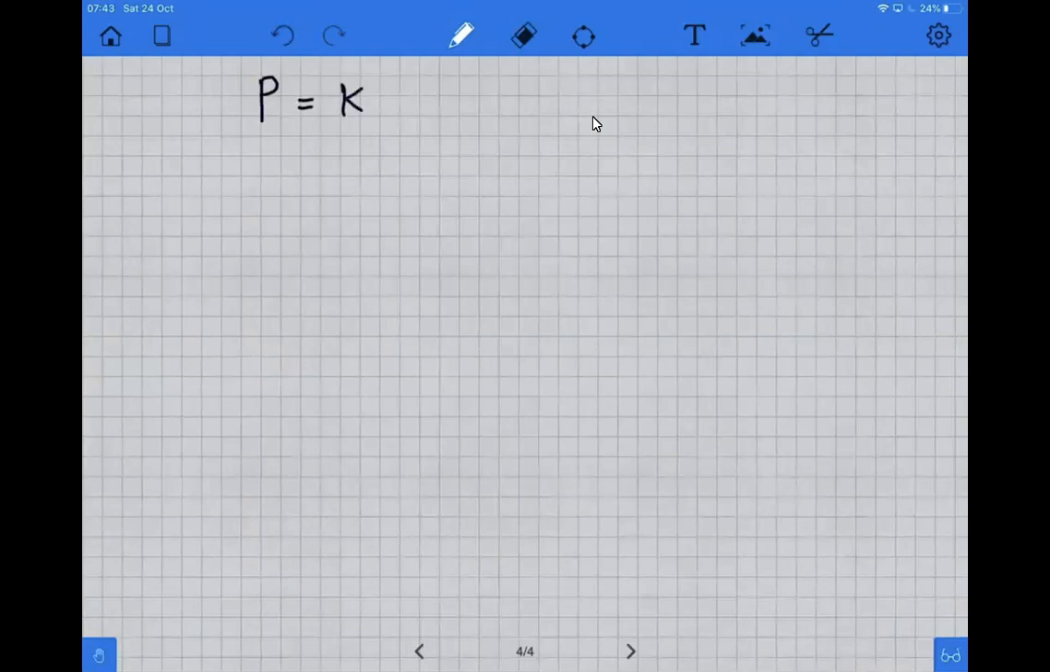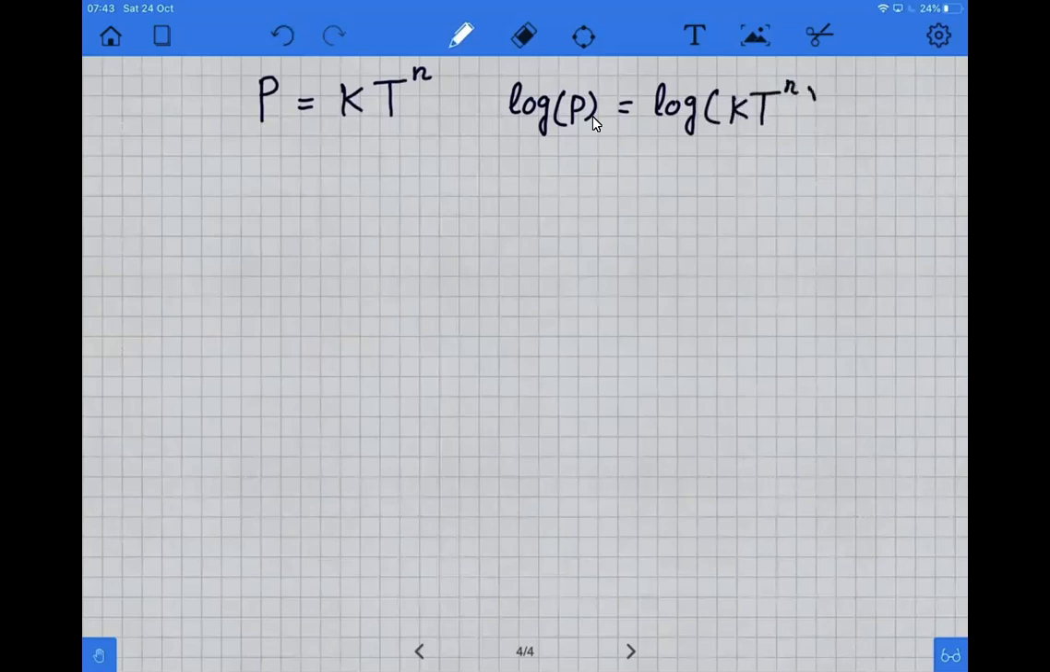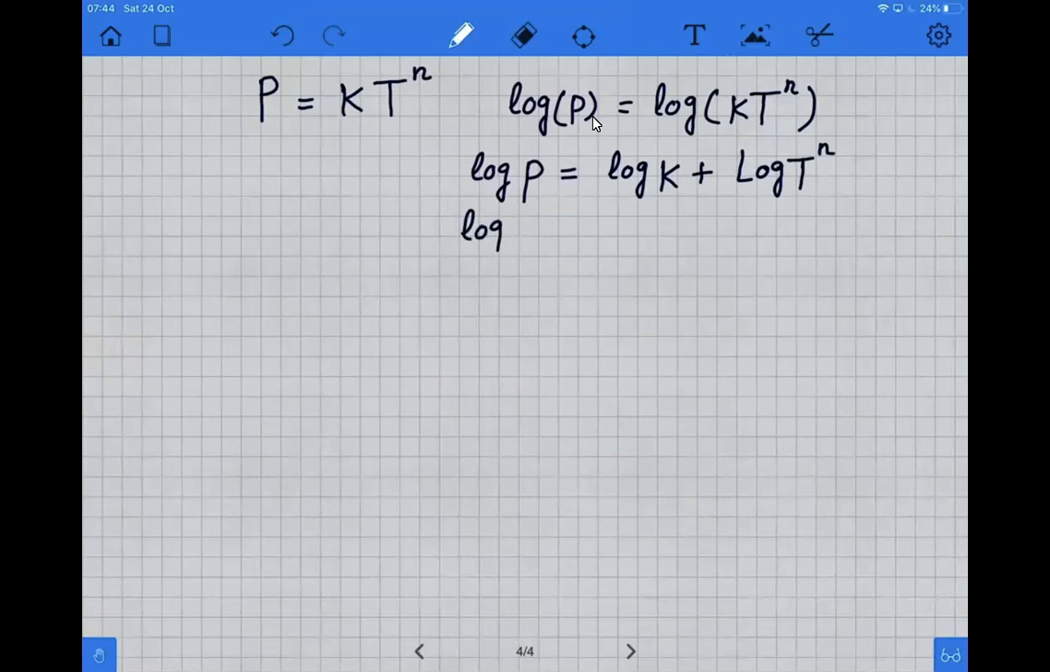P is equal to K T power N. If we take log on the two sides, log of P is equal to log of K T power N. So this will become log of P is equal to log of K plus log of T power N. This will give us log of P is equal to log of K plus N log of T. In log, power becomes coefficient.